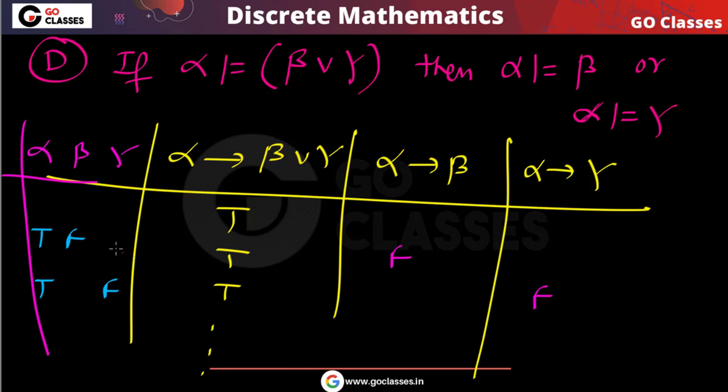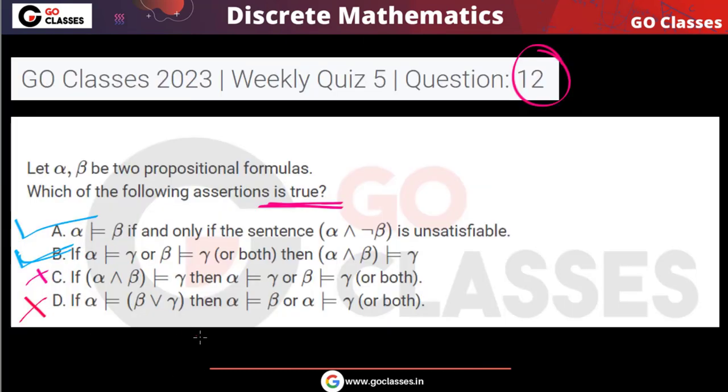Now, in these situations, is there any problem? No, there is no problem, because here you can make gamma true. If you make gamma true, then this is definitely true, and here you make beta true. So you can easily see that alpha implies beta or gamma is definitely a tautology, but that does not mean that alpha implies beta is also a tautology, or alpha implies gamma is also a tautology. So if alpha infers beta or gamma, it does not mean that alpha infers beta or alpha infers gamma. So option D is also not correct. So the answer is option A, comma B.